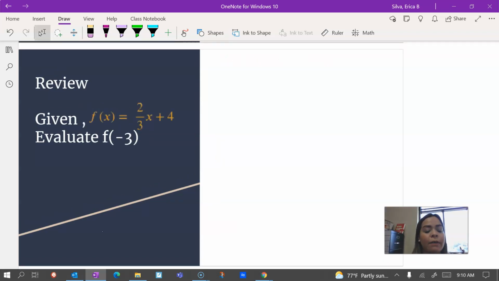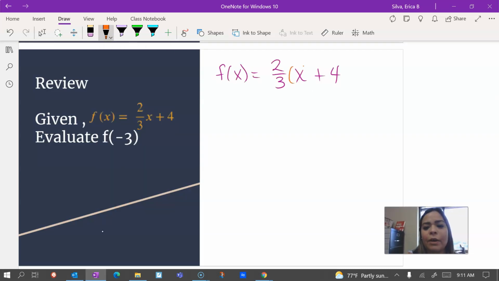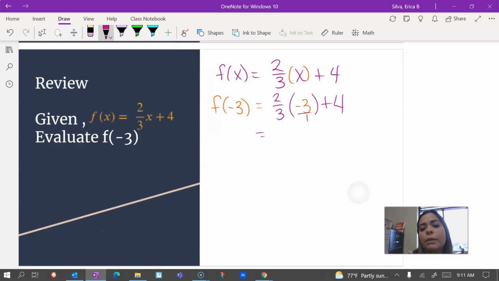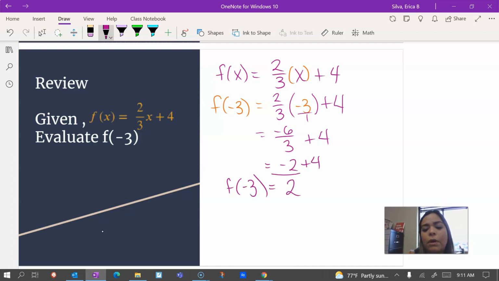Let's go ahead and evaluate for f of negative 3. So we start with f of x, and then I'm going to identify where that x value is, because that's where I'm going to plug in that negative 3. We've got 2/3, plug in that negative 3, and when we multiply a fraction times a whole number, put it over 1. 2 times negative 3 is negative 6, divided by 3. That gives us negative 2 plus 4. So f of negative 3 is equal to positive 2. When we input negative 3, our output is positive 2.